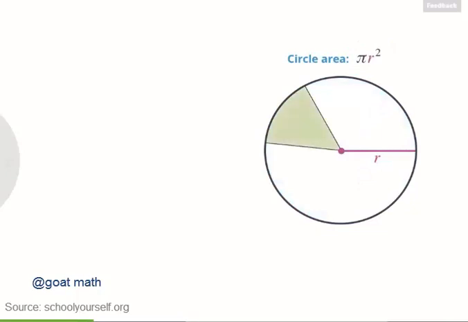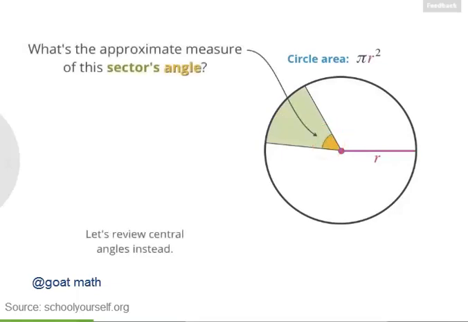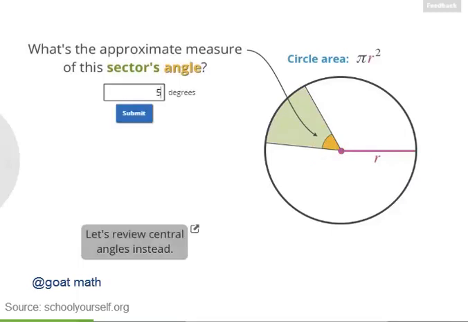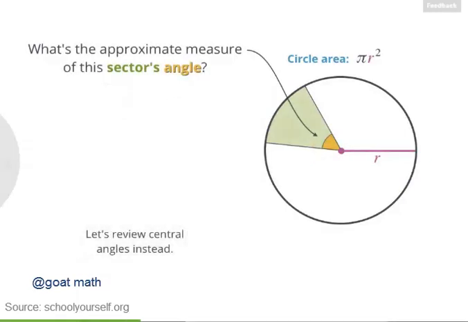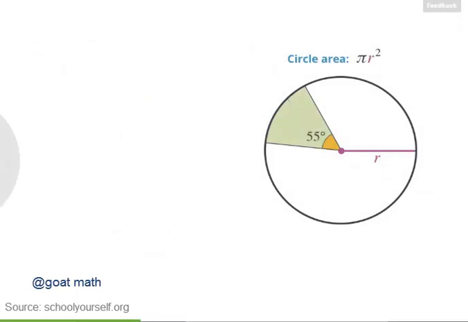Next, let's look at a sector, like this sector over here. One property of any sector is its central angle, like this one here. What would you estimate is the measure of this sector's central angle? Nicely done. So it turns out the precise measure of this central angle is 55 degrees. We'll find the area of this sector in a little bit.